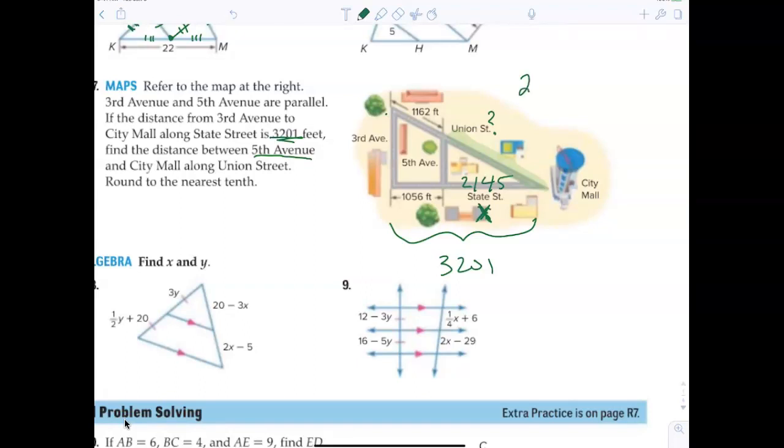$2,000. Say it again. 0.3 feet. Someone else verify that, please. And if you don't know how to set it up, now's the time to ask. Good. 2,145. Why is that? Because it's equal to State Street.